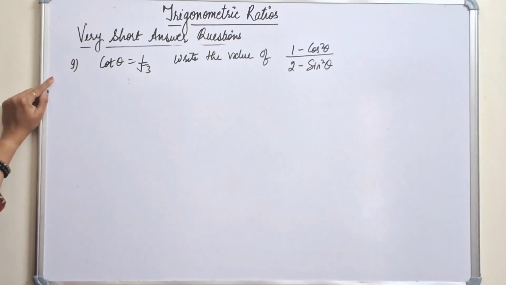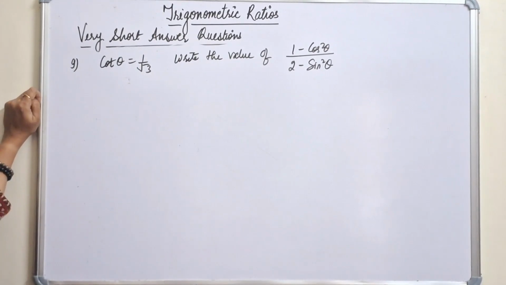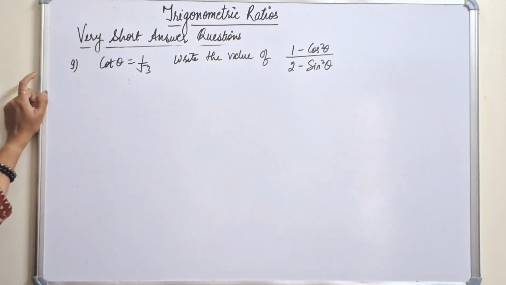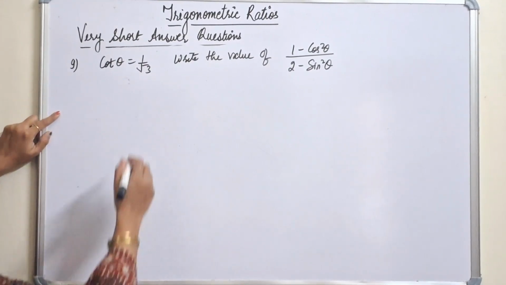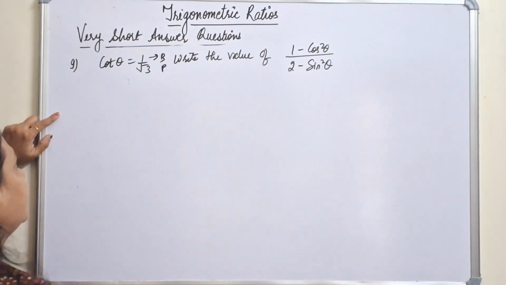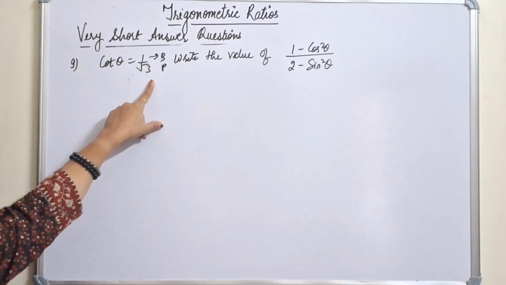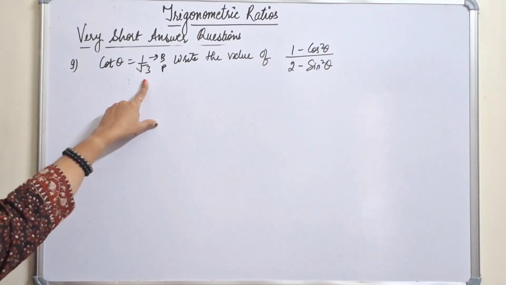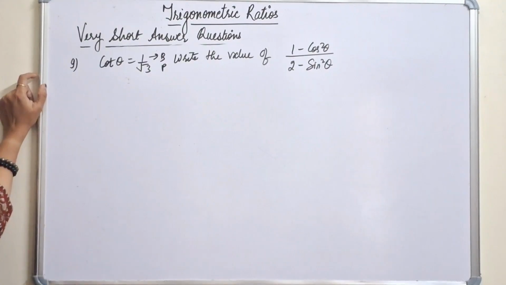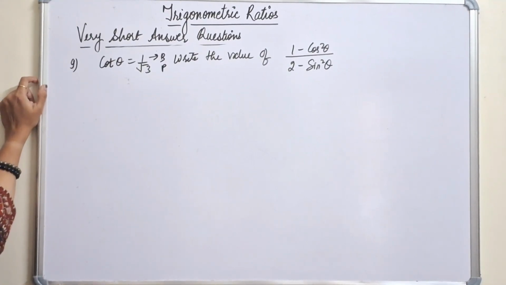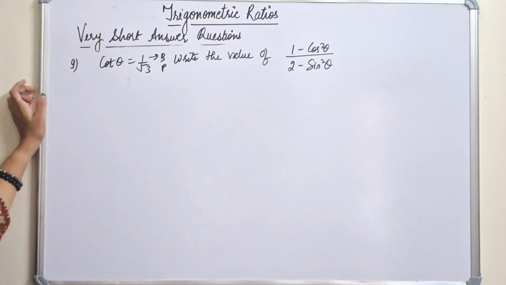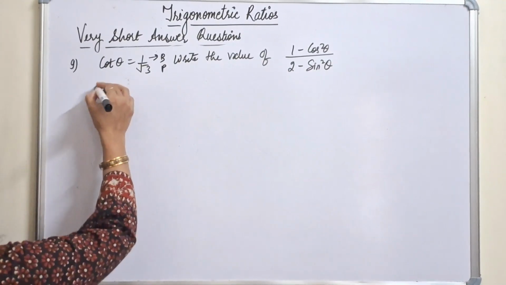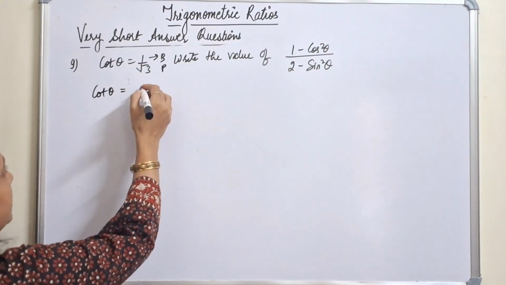See ninth question. If cot theta is equal to 1 upon root 3, write the value of 1 minus cos square theta upon 2 minus sin square theta. So there are many ways, like this is base upon perpendicular. So traditional method, base is given to you as k and perpendicular is given to you as root 3k. You will be finding hypotenuse square and then you will be finding the value of cos theta and sin theta separately.